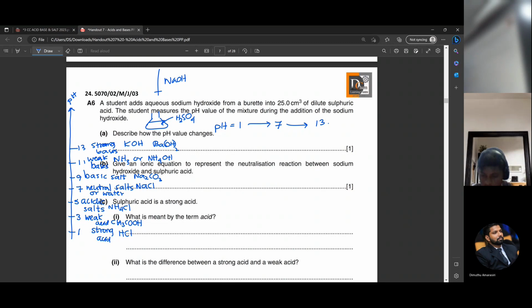So during the addition, describe how the pH value changes. You just have to say the pH increases. But the best answer you can say is it starts at 1 and will increase gradually to 7, and then it will go to 13. You can just say pH increases, that's all right, but in the next exam, if they give you 2 marks, then you have to say it starts around 1 and will go to neutral pH 7. Finally, it will go to pH 13 because you're adding sodium hydroxide.